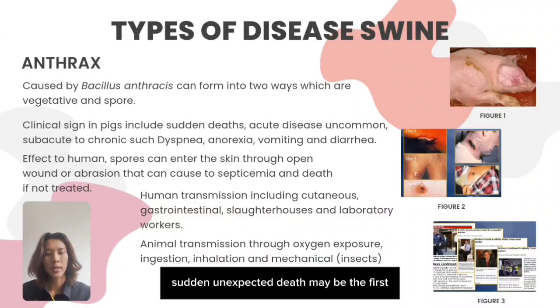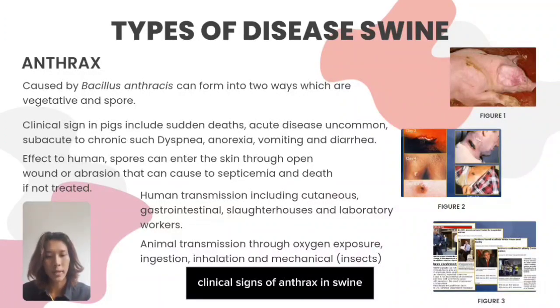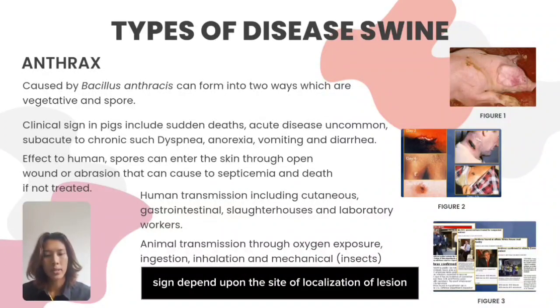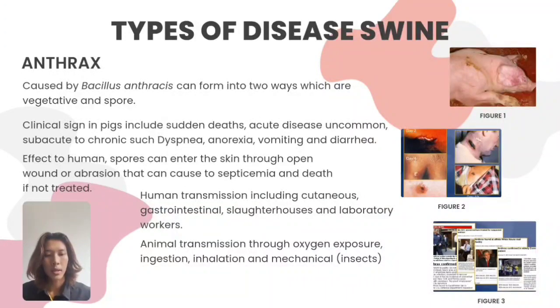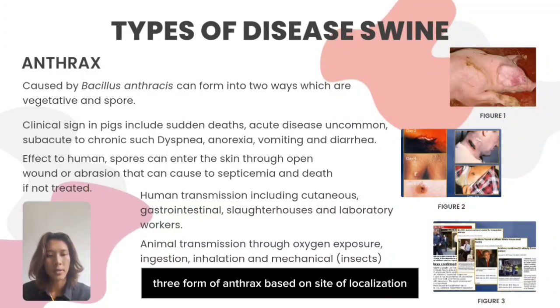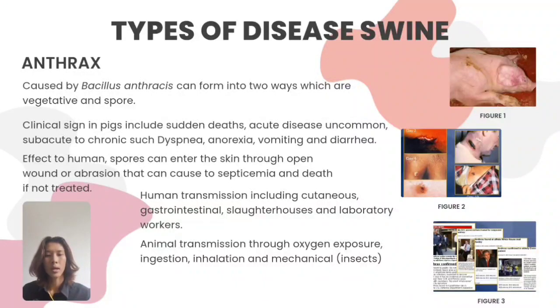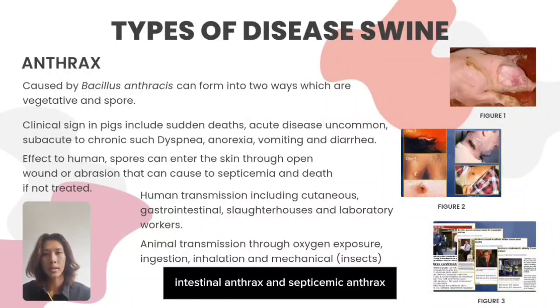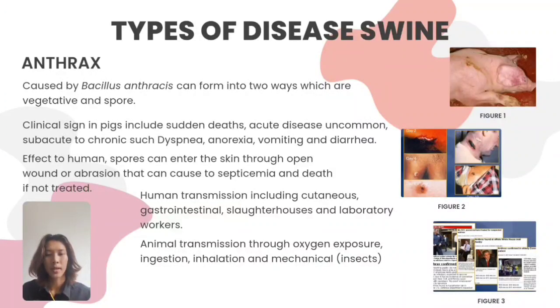Sudden unexpected death may be the first clinical sign of anthrax in swine. Signs depend upon the site of localization of the lesion. Three forms of anthrax based on site of localization are termed pharyngeal anthrax, intestinal anthrax, and septicemic anthrax.